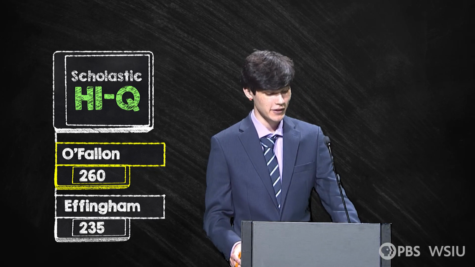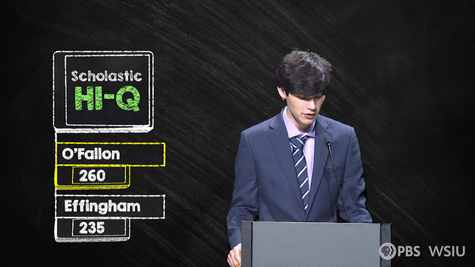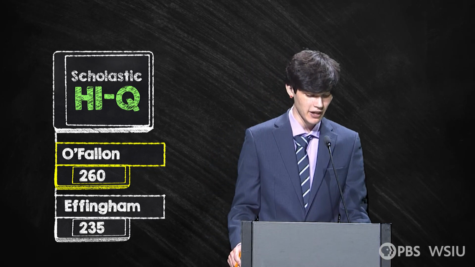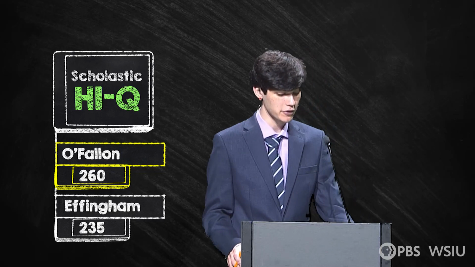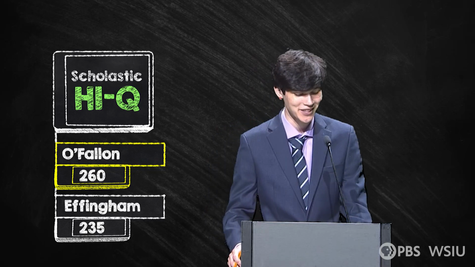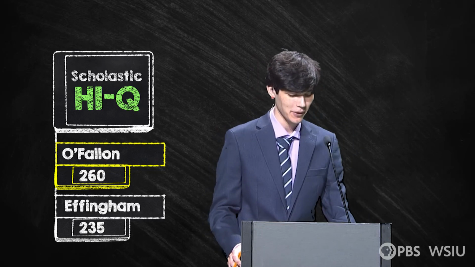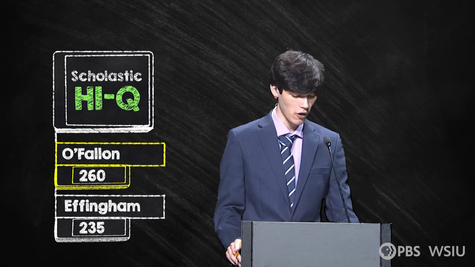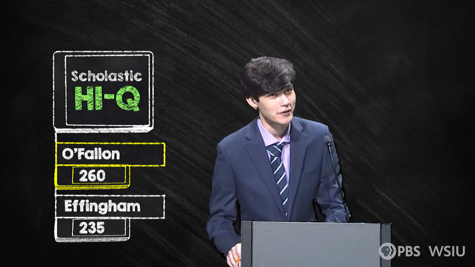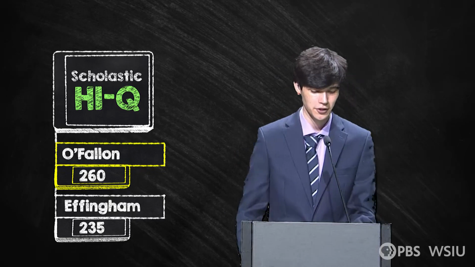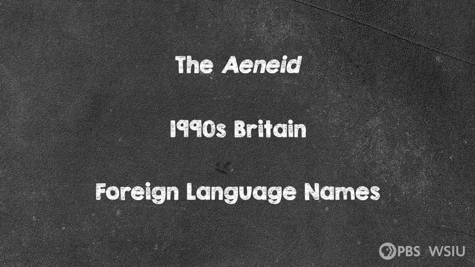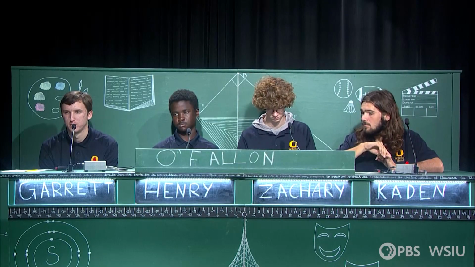The founding father on the $10 bill was Alexander Hamilton. The type of number that includes 10, 15, and 21 is a triangular number. The street whose number 10 is home to the British Prime Minister is number 10 Downing Street. Decapods like shrimp belong to this phylum, Arthropoda. All right, Fallon, it is now your guys' turn. Your choice is Aeneid, 1990s Britain, or foreign language names. We'll do foreign language names. Foreign language names it is.